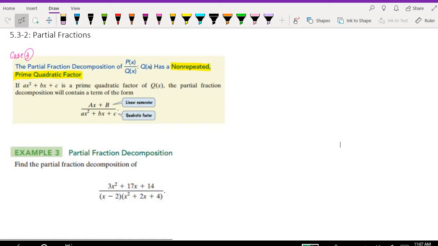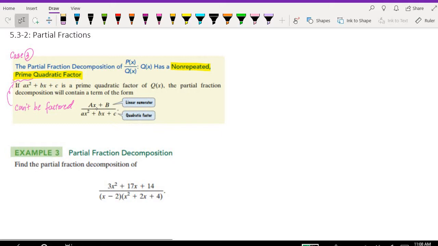Before we start, we need to understand a couple terms. Let's explain this prime. That means we can't factor it. So basically it can't be factored. We say if ax squared plus bx plus c is a prime quadratic factor, the partial fraction decomposition will contain a term of the form Ax plus B over ax squared plus bx plus c.